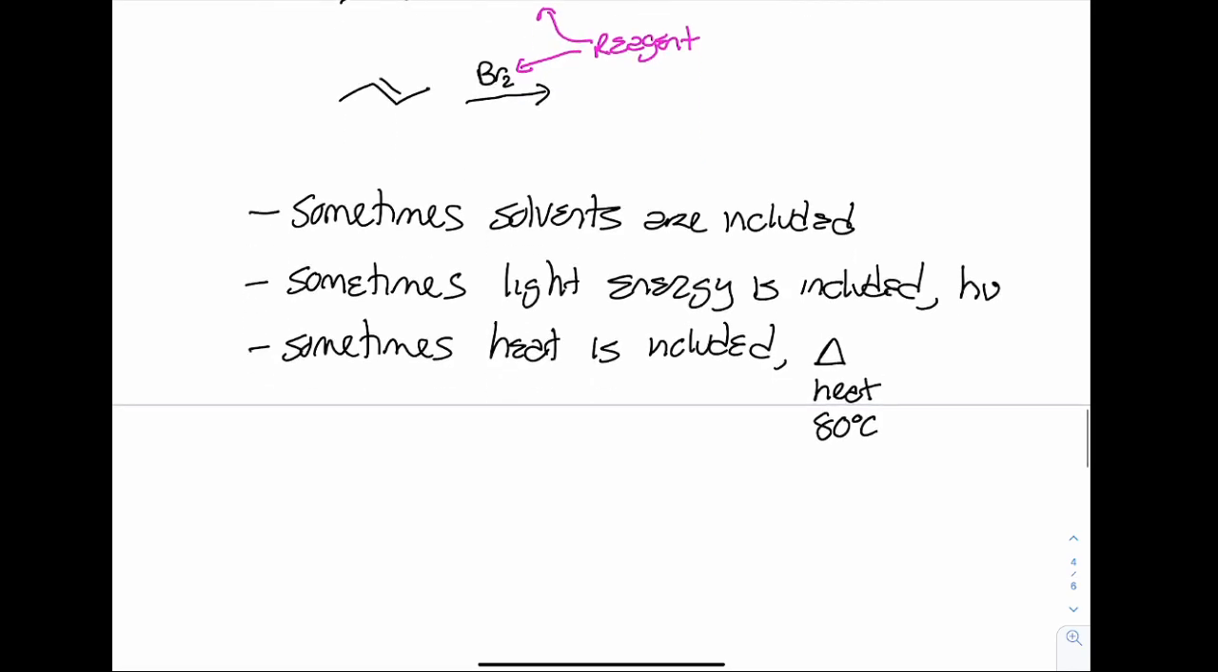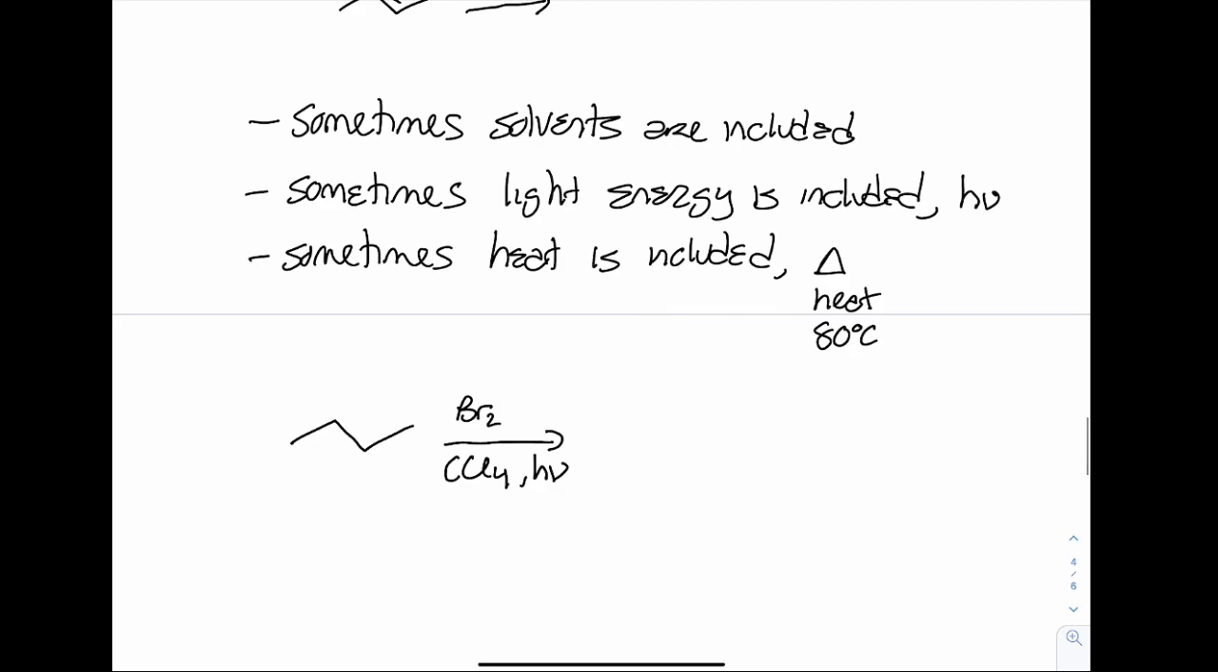An example: I have an alkane. I'm adding bromine to it, so this is my reagent again. And then carbon tetrachloride is my solvent, and then we'll add some light energy, so h nu. Here I'm writing my solvent on the bottom. It doesn't have to be. It could be on the bottom, it could be on the top. I could put them all on the bottom, I could put them all on the top.